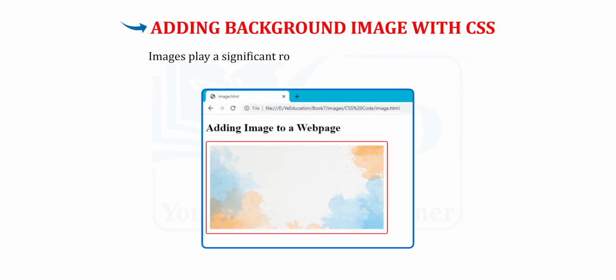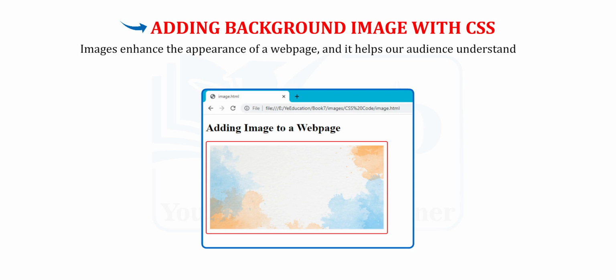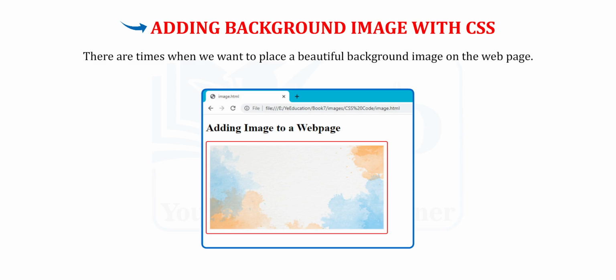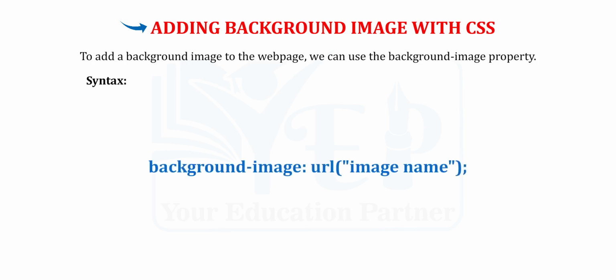Adding background image with CSS. Images play a significant role in making a web page look good. Images enhance the appearance of a web page, and they help our audience understand the concept in a better way. There are times when we want to place a beautiful background image on the web page. To add a background image to the web page, we can use the background image property. Syntax: background image, URL, image name.